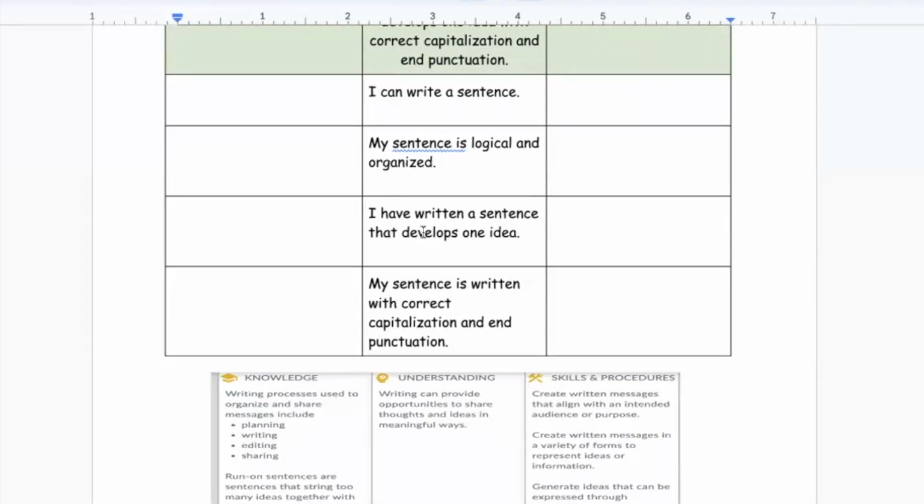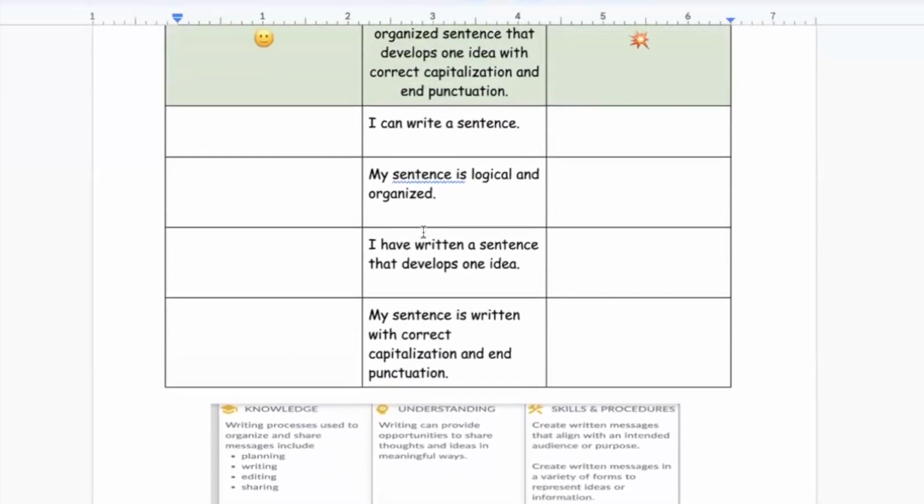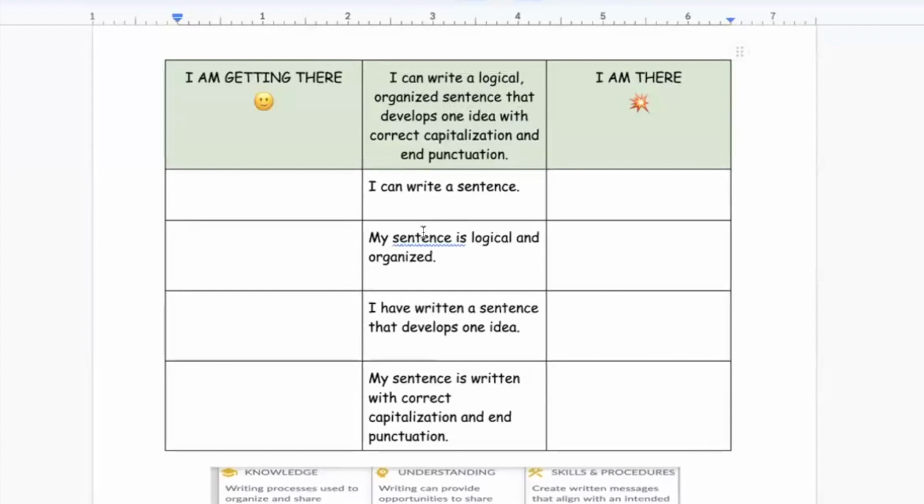The original criterion or cusps is written in between the two words that are up there. So: I can write a logical, organized sentence that develops one idea with correct capitalization and end punctuation. Now there are several skills in that particular cusp, so we need to break it down a bit. "I can write a sentence" is one of the skills.